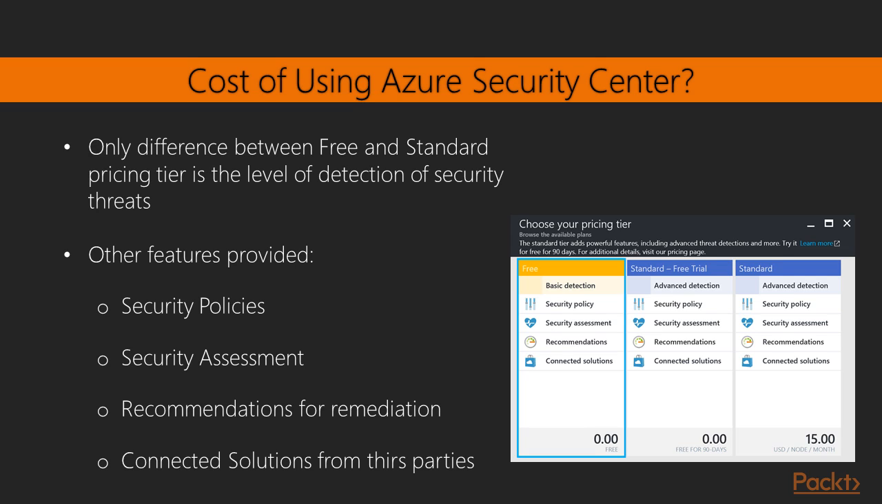The main difference is a free one and a standard one. The only difference between the free one and the standard pricing tier is the level of detection of security threats, where the other features are similar in the two flavors, providing you security policies, security assessment, recommendations for remediation, and connected solutions from third-party parties.